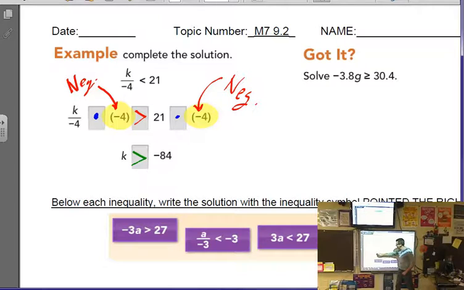And we end up seeing that K must be greater than -84. Since we started with a less than symbol, it had to flip to a greater than, and then it stays as a greater than. If you have yet to solve the G example, go ahead and try that, pause the video, come back when you have your solution.